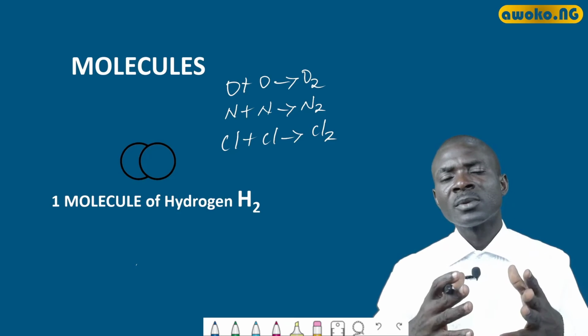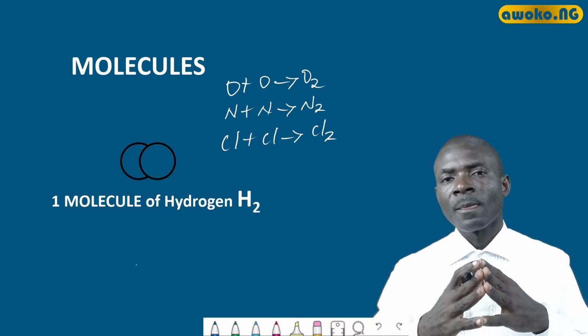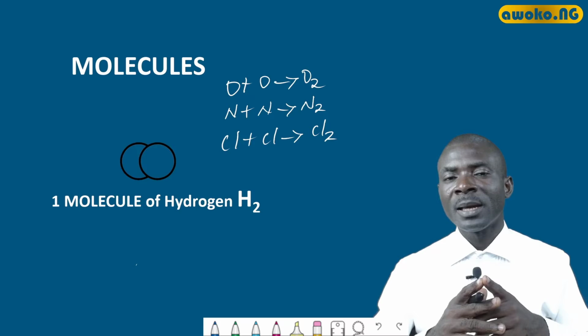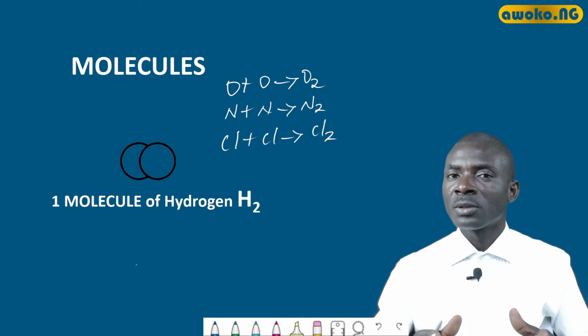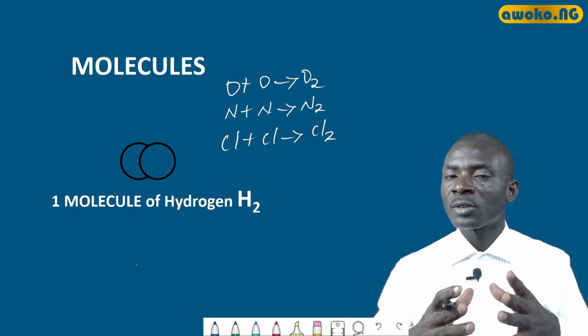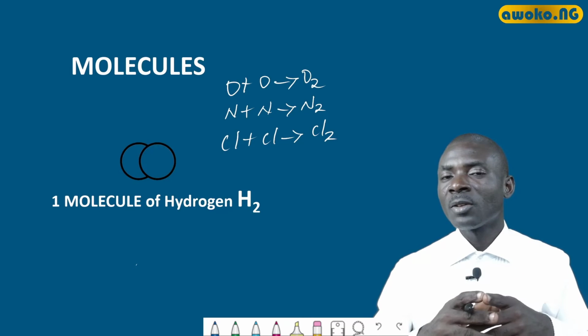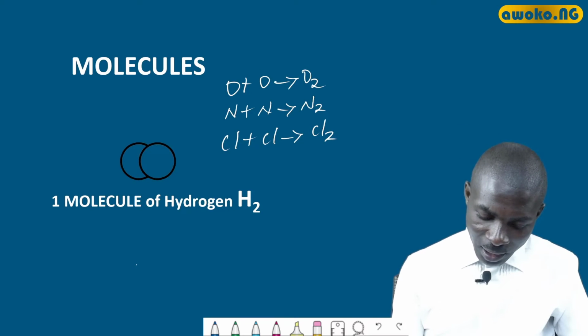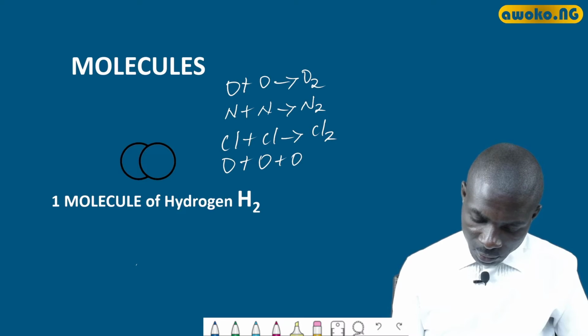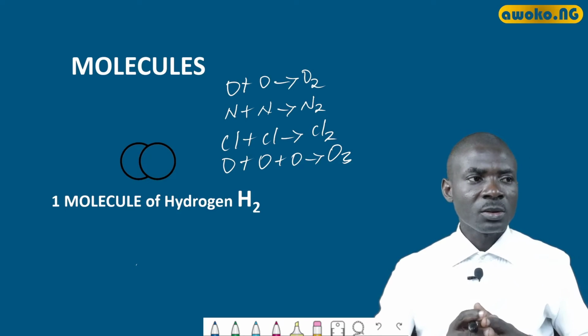Also, we can have three atoms of oxygen, a particular element, combining to form a molecule of oxygen called ozone. In this case, we have three atoms of the same element combining to form a molecule of the same element. So we can have oxygen plus oxygen plus oxygen to form what is called a molecule of oxygen, which is written as O3, and it is called ozone.